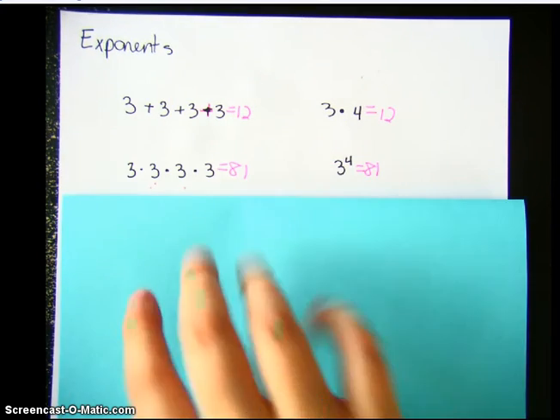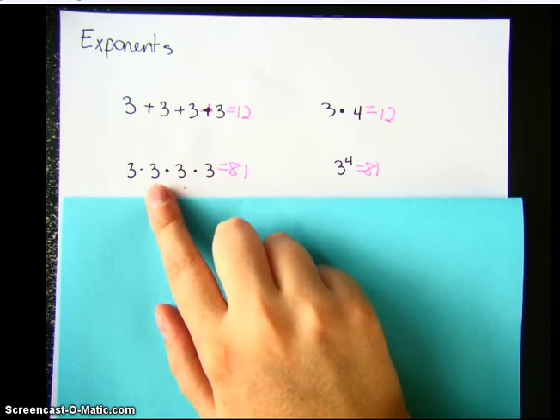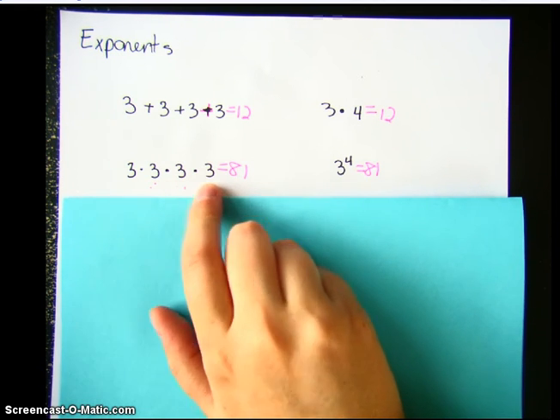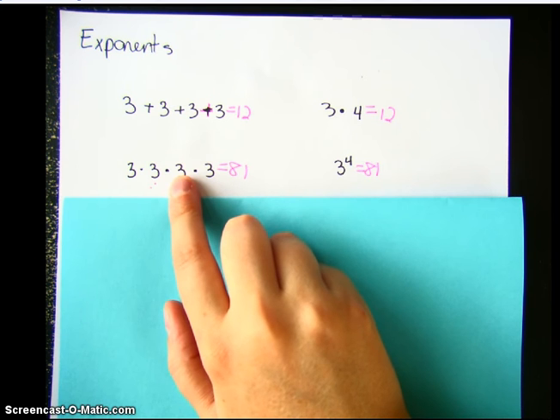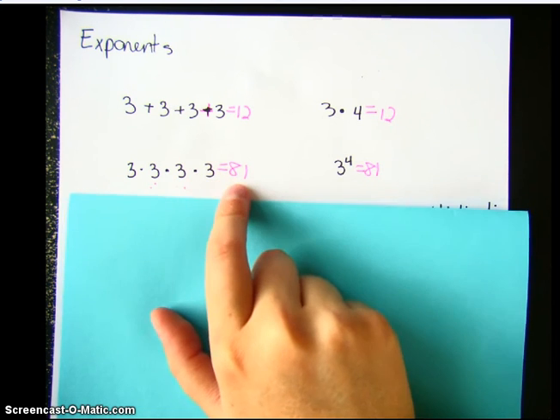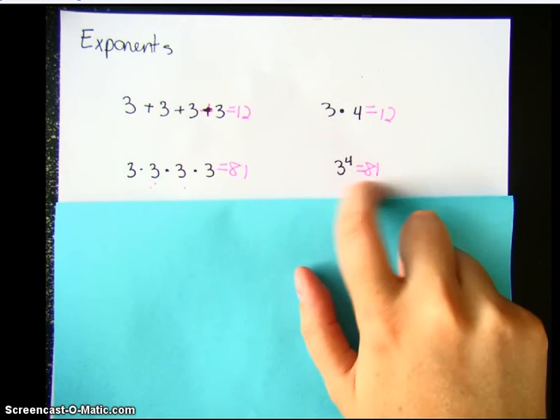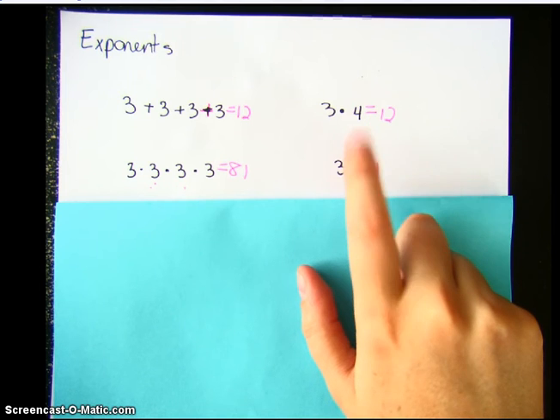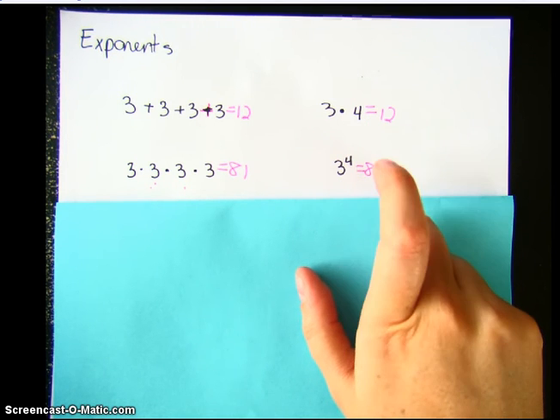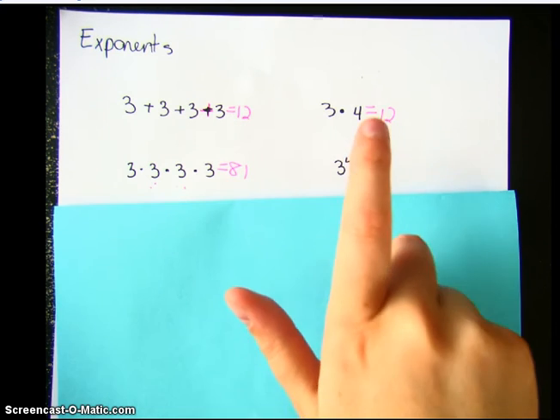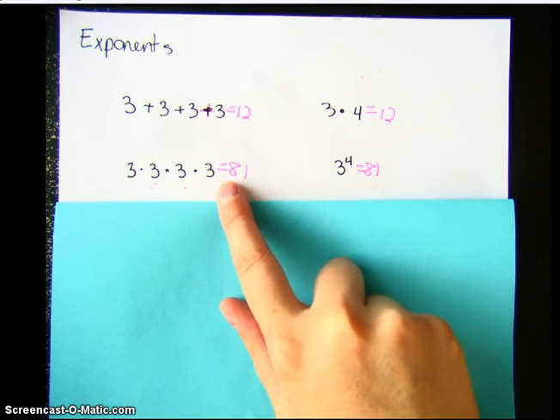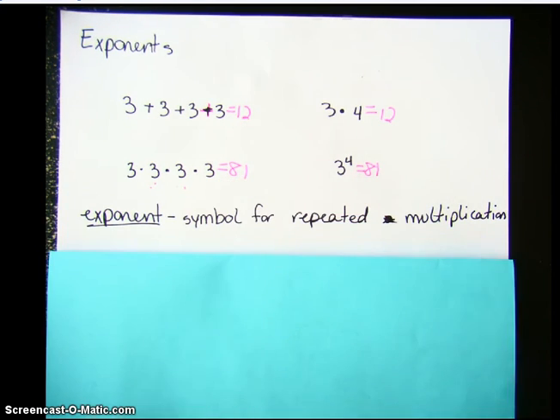When you were in third and fourth grade, you learned 3 times 3 times 3 times 3. You learned how to do that. So 3 times 3 is 9, times 3 is 27, times 3 is 81. Exponents are a shortcut. They're repeated multiplication, so 3 to the fourth is 81. So just like multiplication is repeated addition, exponents are repeated multiplication. Go ahead and copy down that definition: an exponent is a symbol for repeated multiplication.